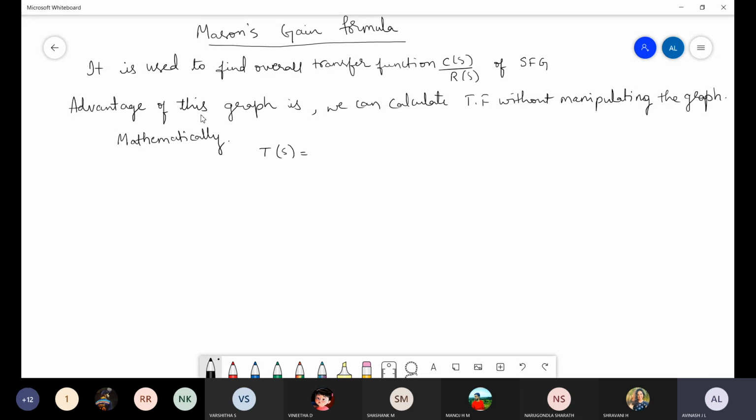Mathematically, the transfer function T of S is given by C of S divided by R of S, so that is equal to summation k Pk into delta k divided by delta. So this is the formula given by Mason in order to find the transfer function. So we'll see one by one what is the meaning of it.